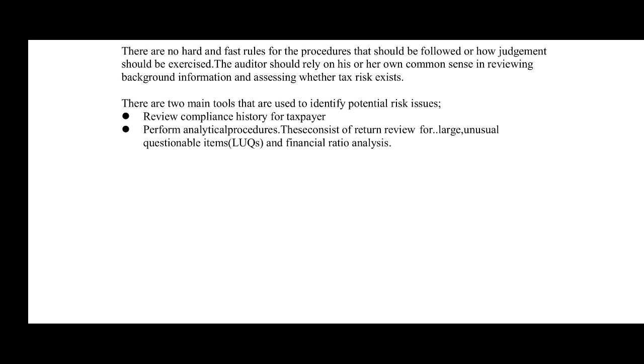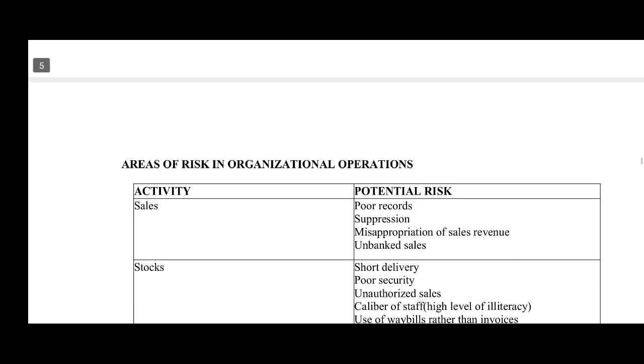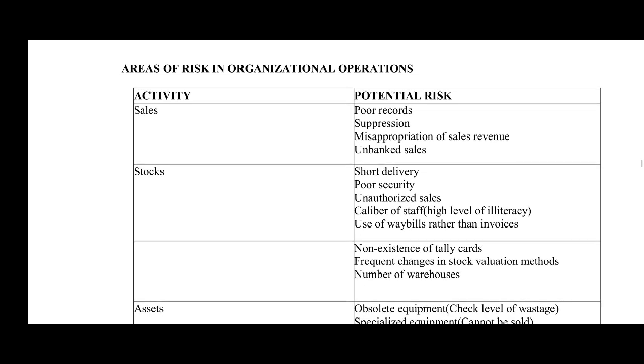So there are two main tools that are used to identify potential risk issues. We can review the taxpayer's compliance history. We can also perform analytical procedures. And this may consist of return review for large and unusual questionable items and financial ratio analysis. So first of all, what are some of the areas in the organization that could be subject to risk?